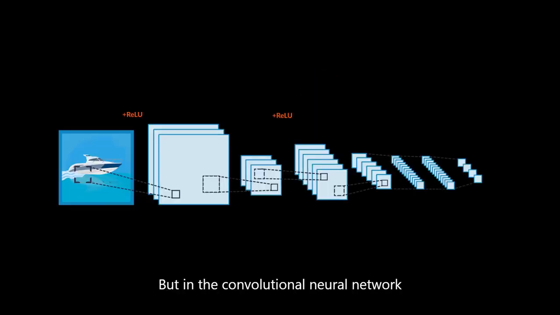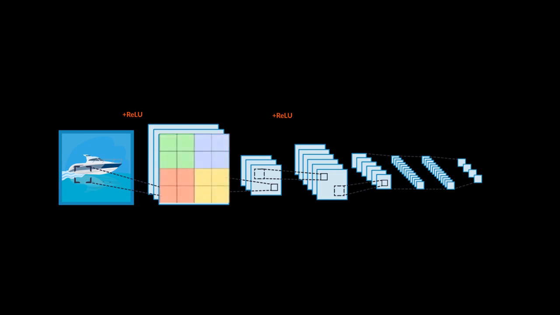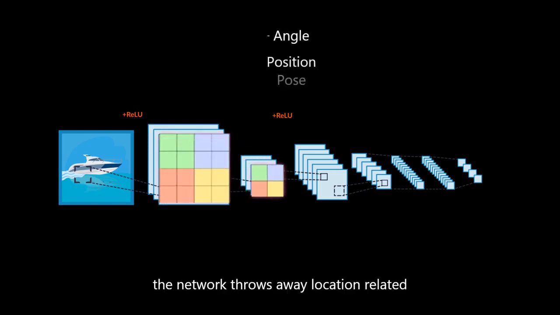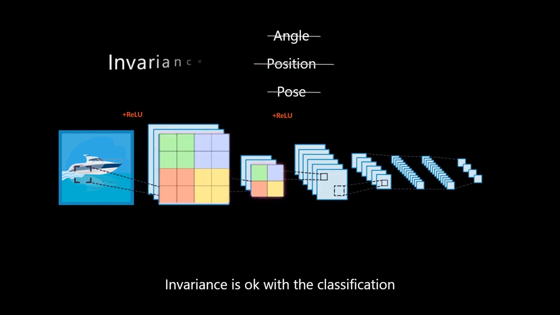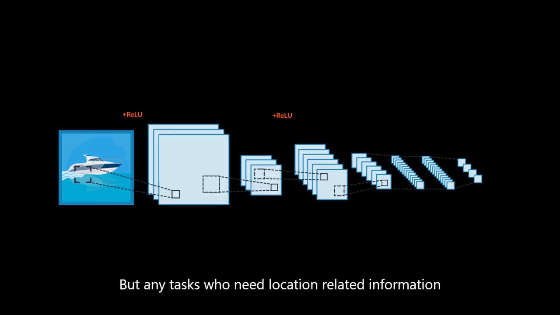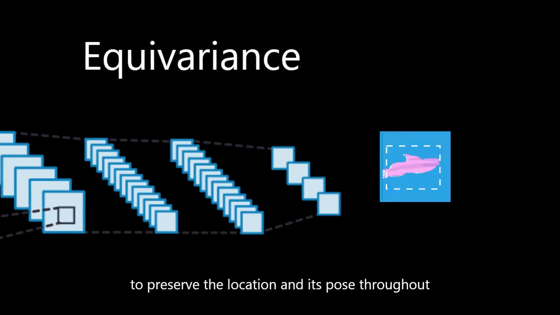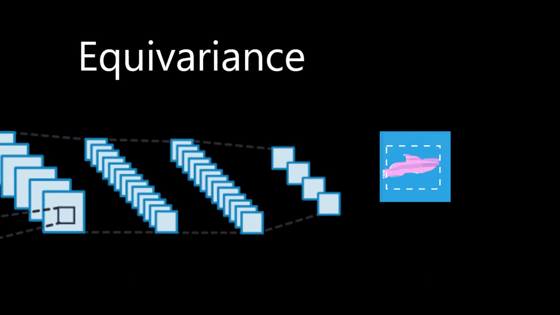But in the convolutional neural network, pooling layers downsample the image, so the network throws away location-related information gradually. This is called invariance. Invariance is okay with classification, but any tasks that need location-related information, like segmentation and detection, prefer the equivariant structure to preserve the location and its pose throughout the network.